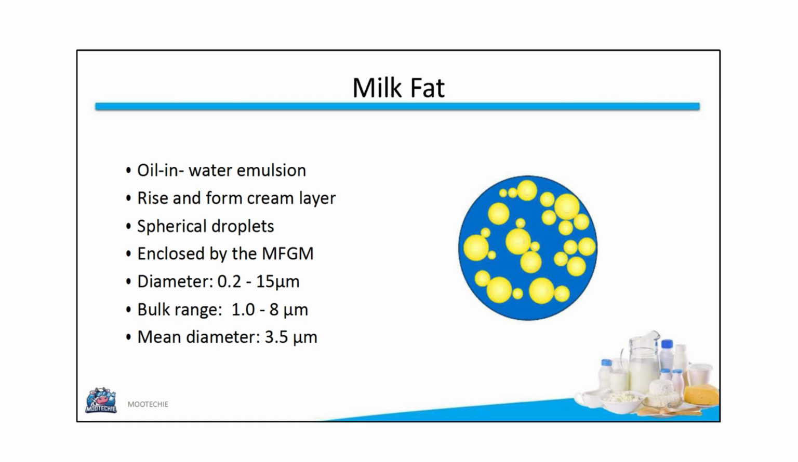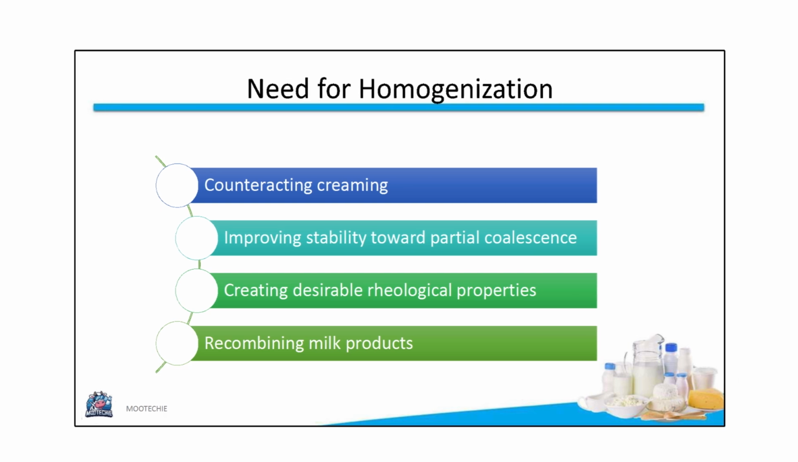To understand why this is necessary, we must look at milk fat. It exists as an oil-in-water emulsion. These spherical droplets are enclosed by the milk fat globule membrane, or MFGM. Their diameter can range from 0.2 to 15 micrometers, with the bulk ranging from 1.0 to 8 micrometers and a mean diameter of about 3.5 micrometers. Because they are lighter, they rise and form a cream layer.